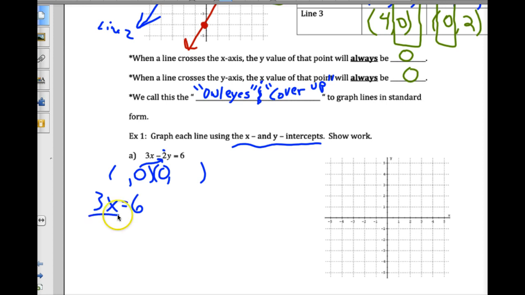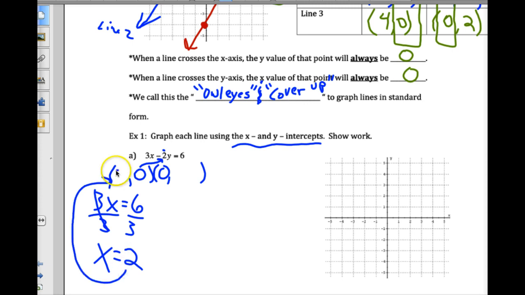And now I've got to solve that. Everybody divide both sides by 3. I got x to be 2. There's the x value when y is 0. So I know that the x-intercept is at 2, 0. Go over to your graph and graph the point 2, 0.